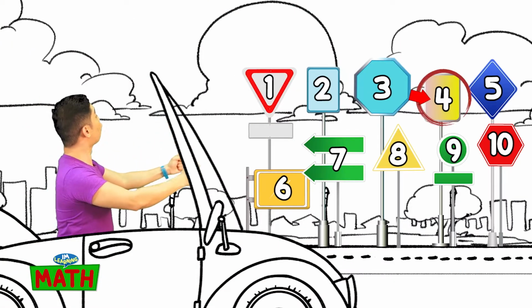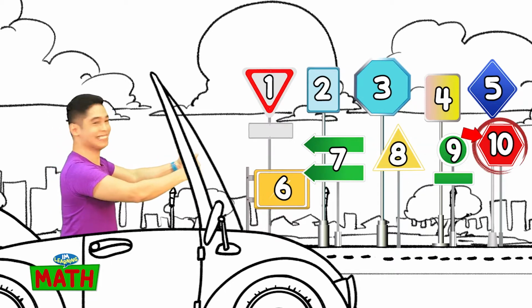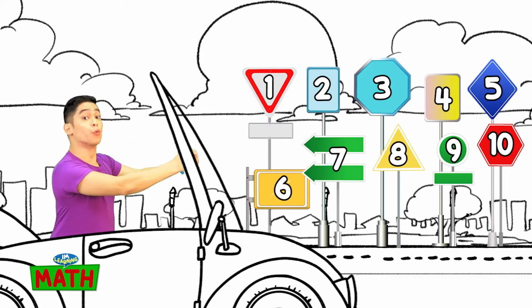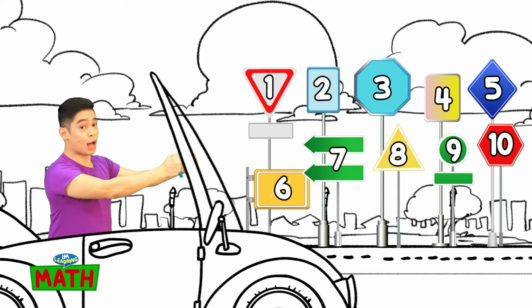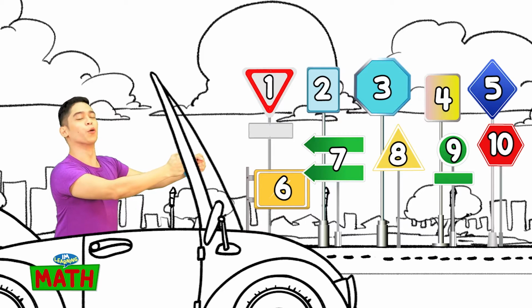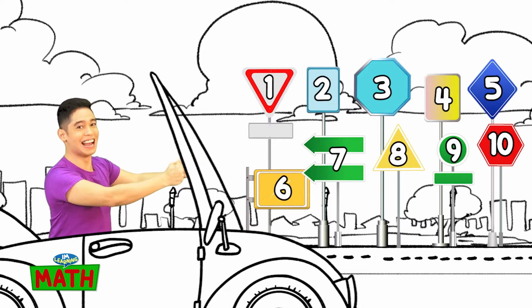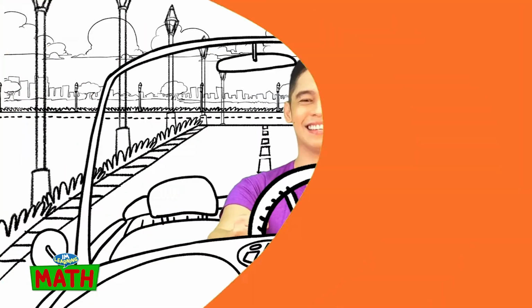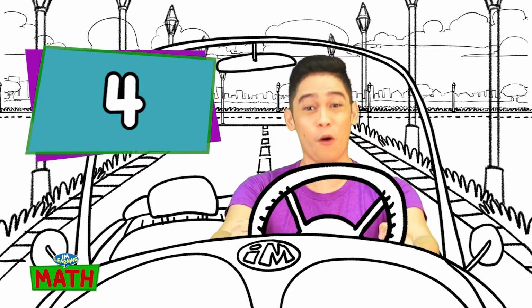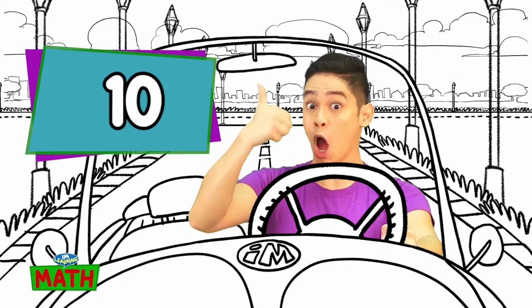2, 4, 6, 8, 10. Good job! Remember, since we're skip counting by 2, we are only counting every other number or 1 out of every 2 numbers. Let's try skip counting by 2 until 10 again. 2, 4, 6, 8, 10. Great job!